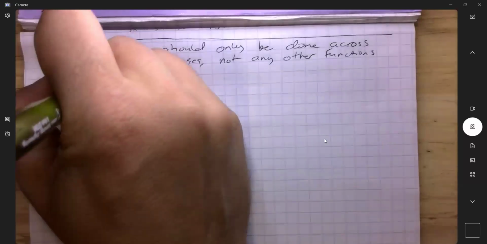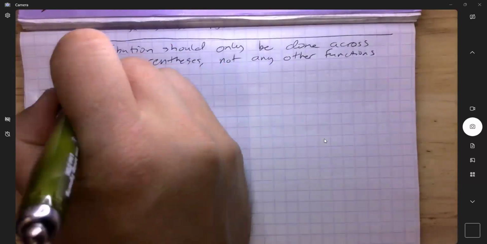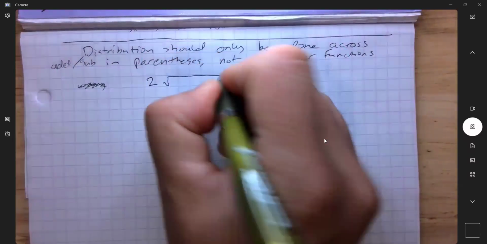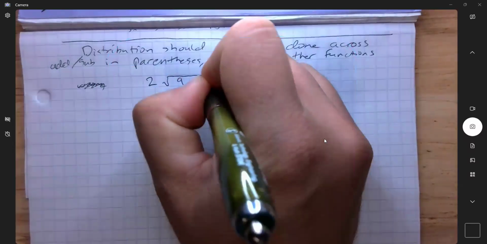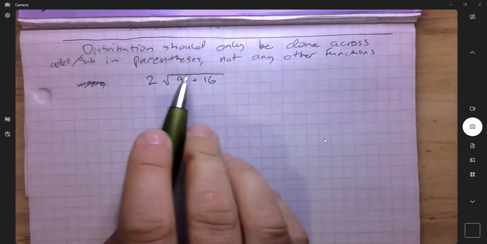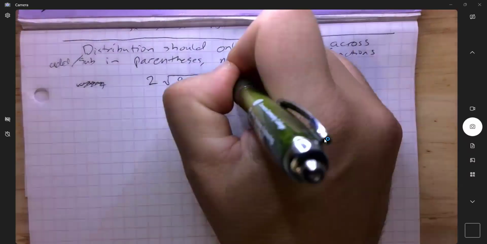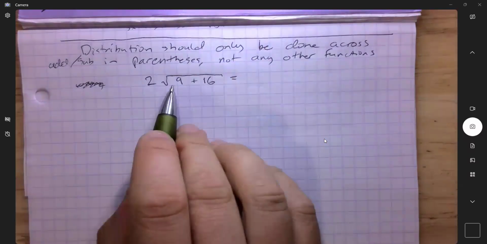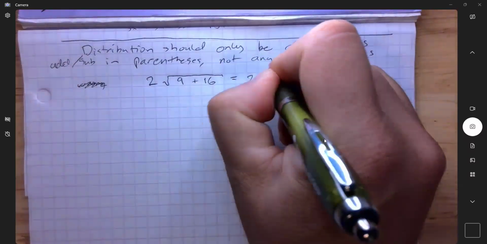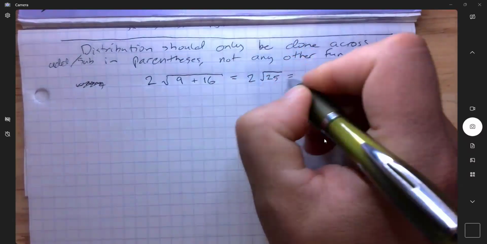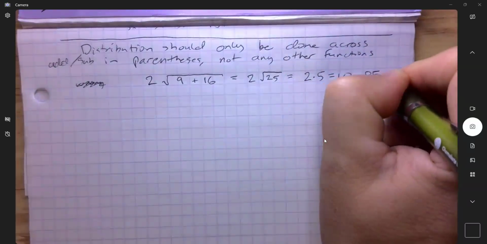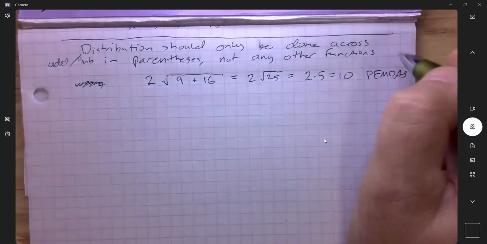Here's good mathematics order of operations. We're going to use the square root symbol, and we're going to do 2 times the square root of 9 plus 16. So we should treat the square root of 9 plus 16 kind of like a parentheses and do that first in PEMDAS. 9 plus 16 is 25. The square root of 25 is 5, and I get 10. So that's using PEMDAS. So that's correct.